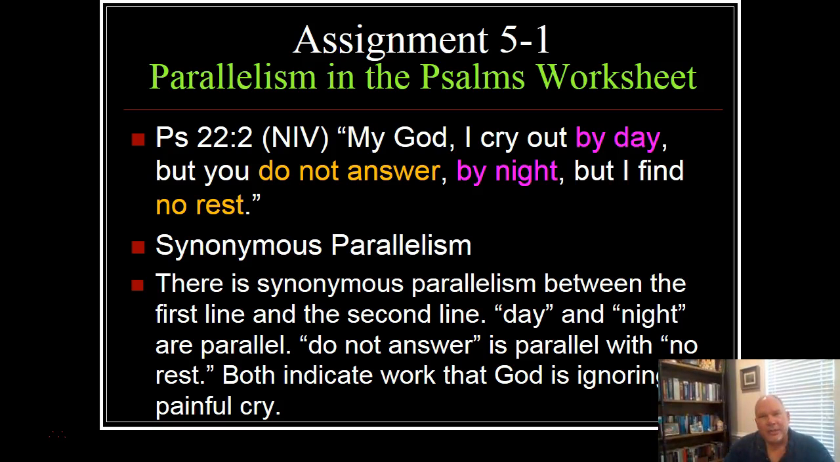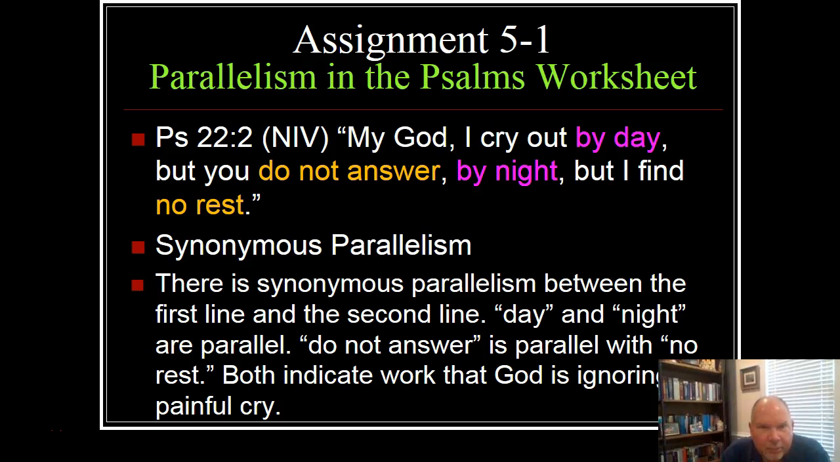Now, what would you think is happening here? If someone is saying, I cry out by day, and by night, blank, blank, blank. Well, in this case, it is most likely that the author of the psalm is saying always. It's always this way, because by day you don't answer, and by night I find no rest. So by using the contrasting or synonymous parallelism of by day and by night, the author is saying that all the time, both day and night, I have this problem.